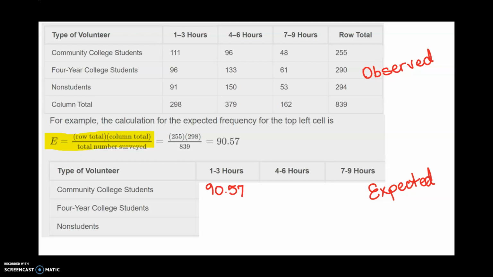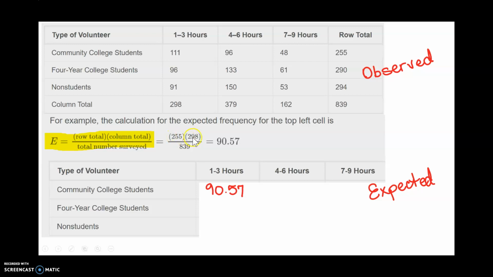Okay, so here was the formula that they gave us to find the expected value. They said take the row total, multiply it by the column total, and divide it by the total number surveyed. Okay, so let's look at this first one right here, the one that's in the spot of 1 to 3 hours for community college students. So if I come up here, my row total is going to be right here, 255, right? Because this is my row, and you can see right over here, here's the row total. They added up 111, 96, and 48, and they got 255. All right, so there's the row total.